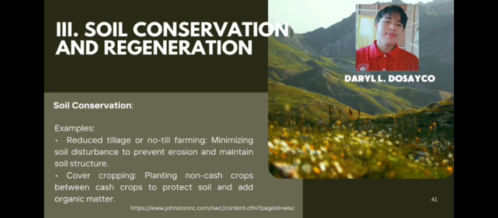Two effective methods used in soil conservation are reduced tillage or no-till farming. These practices involve limiting soil disturbance, which helps to prevent erosion, maintain soil structure, and reduce the loss of nutrients. The second example is cover cropping. Planting crops like clover between main crop seasons protects the soil surface, adds organic matter, and improves soil fertility.